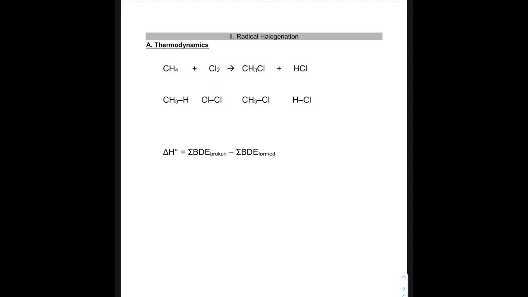And of course this happens under some sort of special condition. Like you can't just expect methane and chlorine to mix together and then have this reaction happen, which we'll talk about later. The spoiler is that you need to heat this at a really high temperature or irradiate the reagents with strong UV light, and you can cause this reaction to happen.